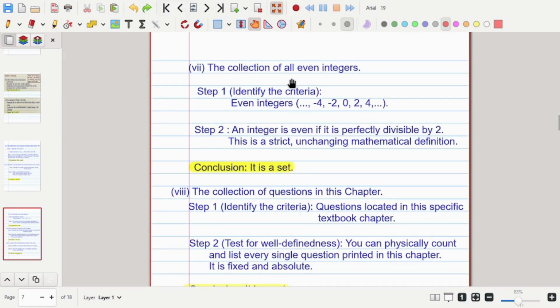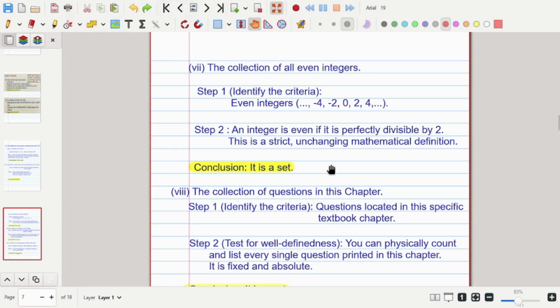The collection of all even integers. An integer is even if it is perfectly divisible by 2. This is a strict, unchanging mathematical condition. Anywhere in the world you go, these rules will remain unchanged. So everyone will write the even integers from minus infinity. These three dots mean minus infinity, minus 4, minus 2, 0, 2, 4, to plus infinity.